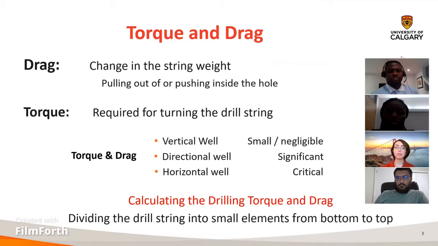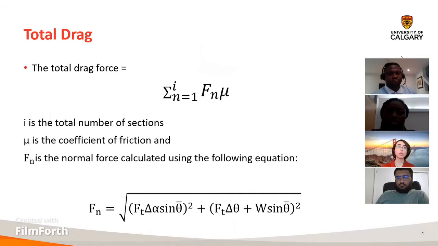And it starts by dividing the drill string into small elements from bottom to top. The total drag is the summation of drag on each of these sections. And here Fn means the normal force that is calculated using this equation. Therefore, for calculating Fn, we had to find the tension force as well.